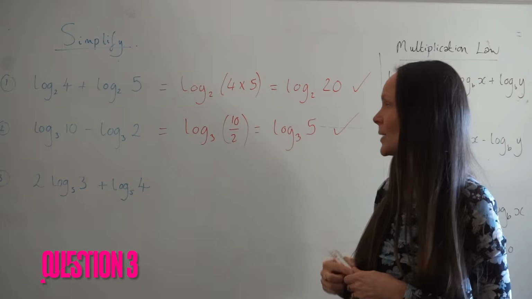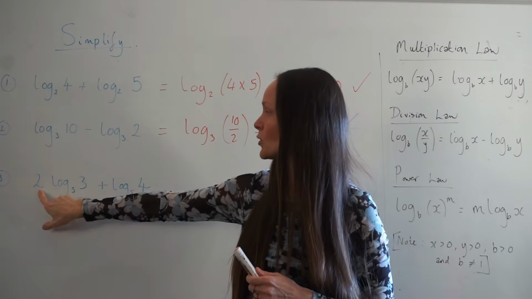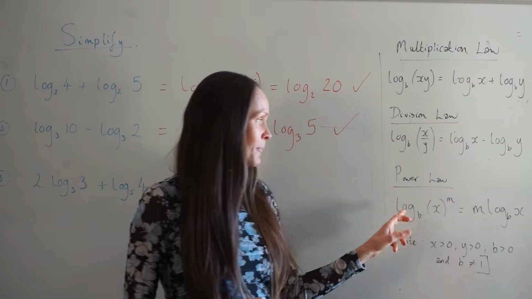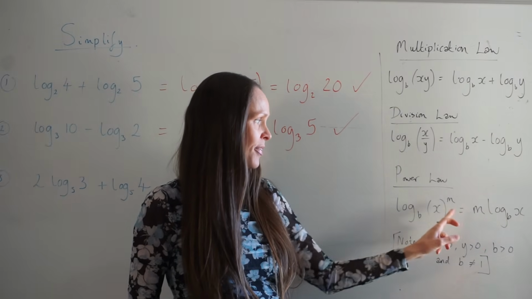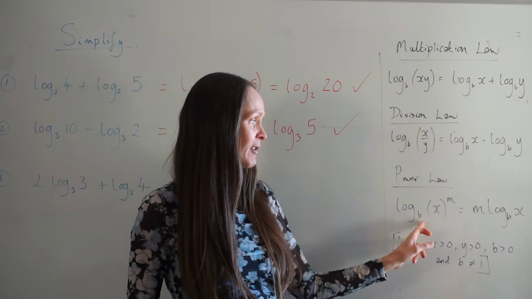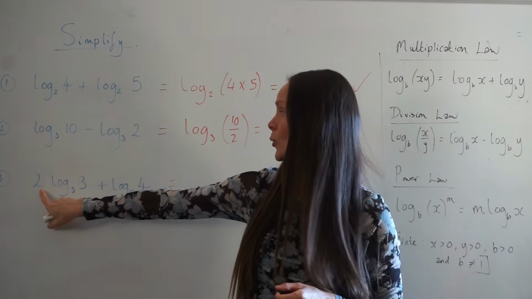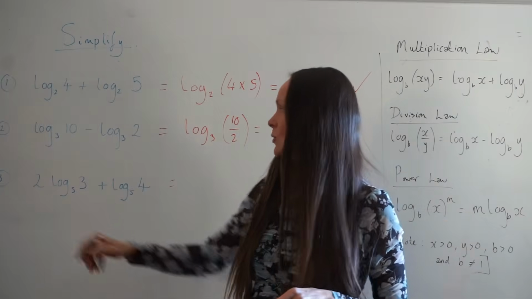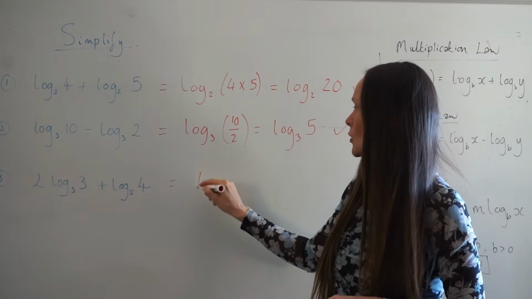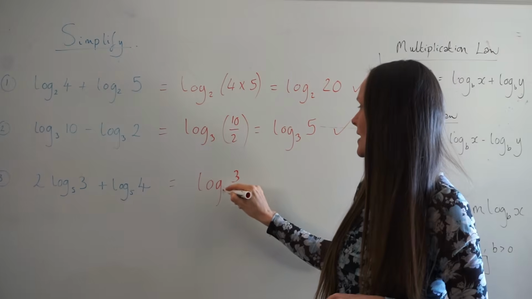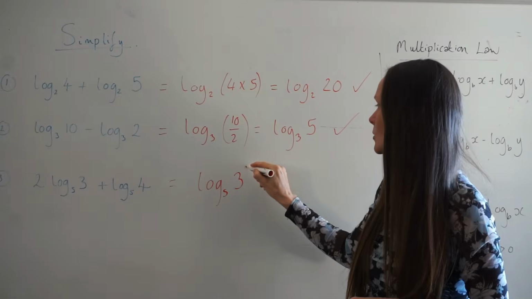Now, in question 3, we have two different rules we're going to apply. We've got this logarithm being multiplied by 2, so that is the power law. Okay, remember when the logarithm is being multiplied by a number, this becomes the power, okay, if we rewrite it in power form. Okay, so we're going to do that first. So this is like our equivalent of m over here, okay, 2. So we're going to rewrite this 2 log 3 base 5 as log 3 base 5, oh, I need to write 3 up in here, to the power of 2.